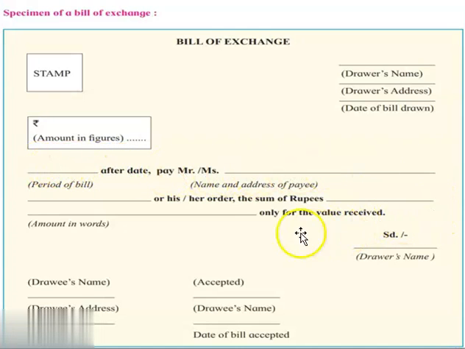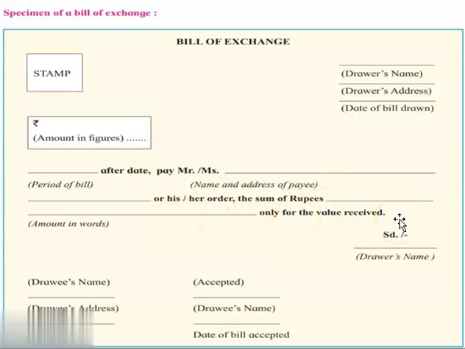Now this subject is going to remain as it is. So dash after date means the bill amount is going to be paid after 2 months, 3 months, whatever period they mention in the sum. Pay to: if the drawer is asking to pay to himself or any other third party, it will come here. So pay to Mr. or Miss, and or his or her order, the sum of rupees, the amount of the bill in words, only, for the value received.